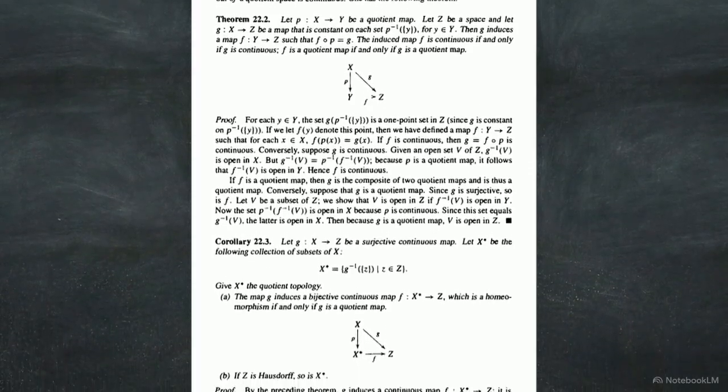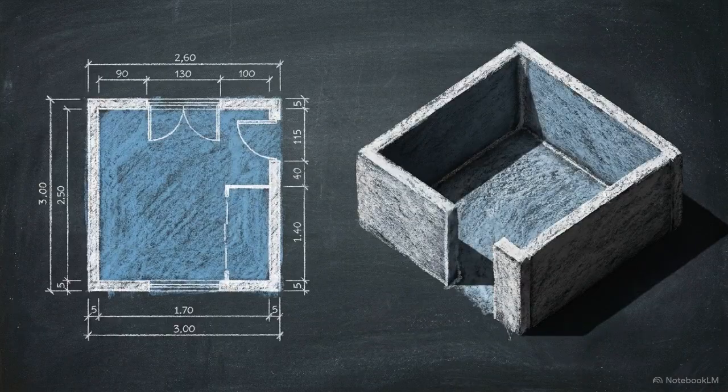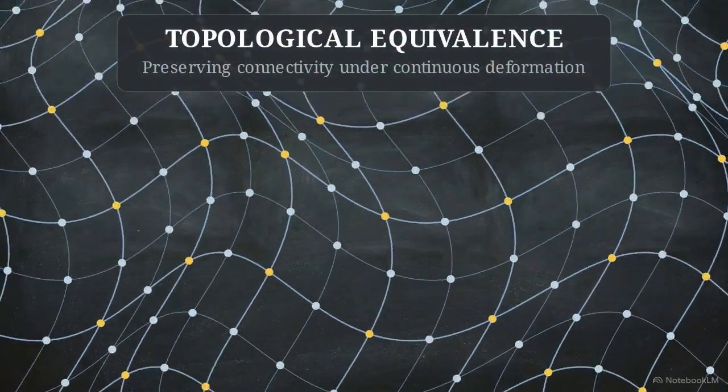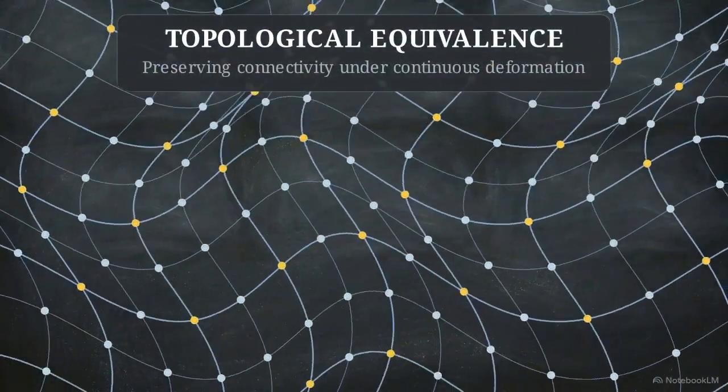While these proofs require heavy algebraic machinery to formalize, they establish the strict mathematical rules that allow us to define physical space, ensuring a flat plane and a solid room are forever distinct. Continuous injective maps will always preserve the foundational topology of our universe.